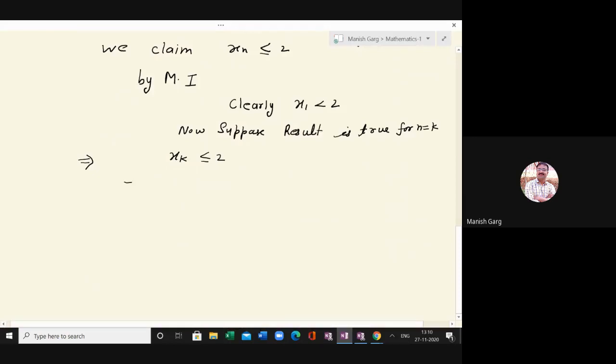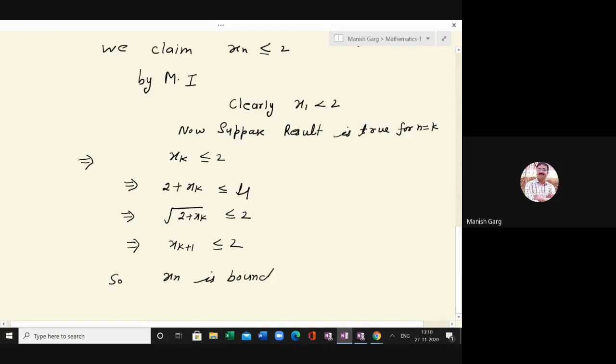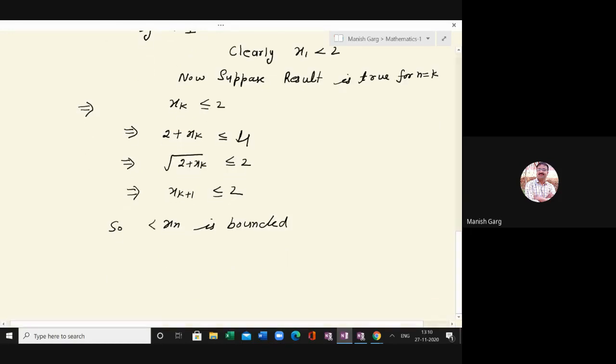Now add 2 on both sides. So this will be 2 plus xk is less than or equal to 4. Take the square root: 2 plus xk is less than or equal to 2, or this is xk plus 1 is less than or equal to 2. So you can say xn is bounded. So this is bounded and increasing.